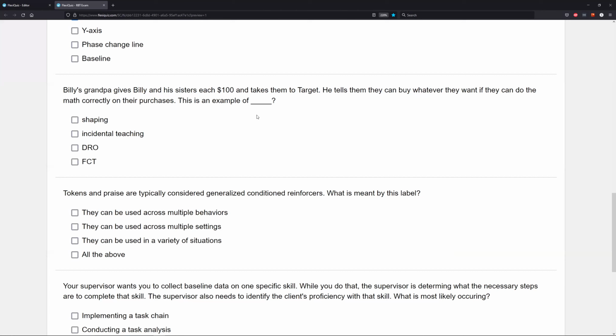What about DRO? Is grandpa reinforcing for the absence of behavior? No, right? They need to do math correctly on their purchases. The behavior needs to be correct. And then FCT is functional communication training. It doesn't appear they're learning to communicate anything here. They're learning to spend and budget and do math. Okay, so DRO and FCT are out. This is an example of incidental naturalistic teaching. Billy's grandpa is using the environment to his advantage to teach these vital skills.